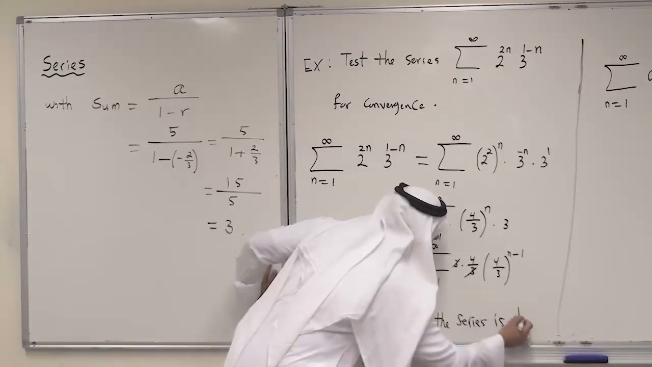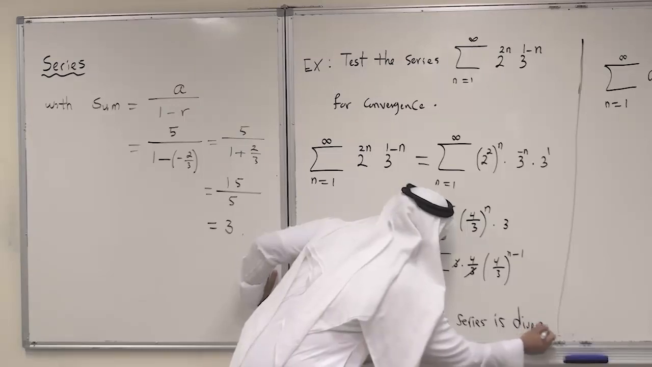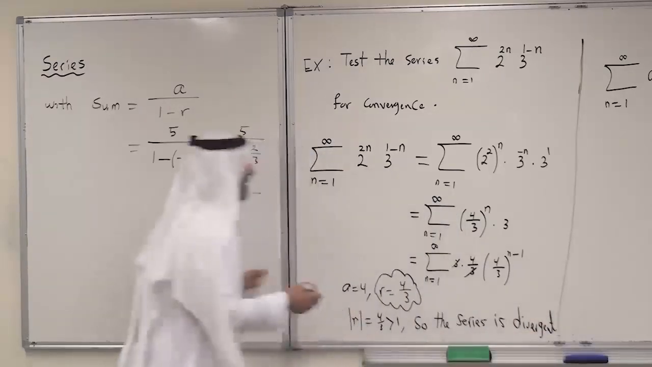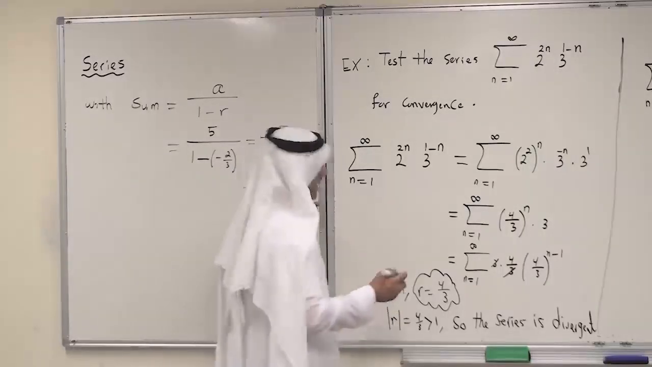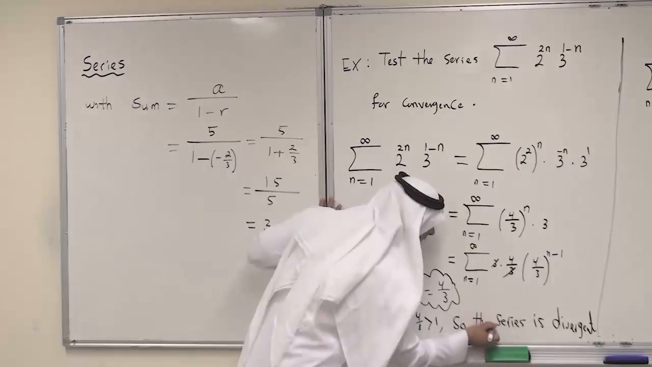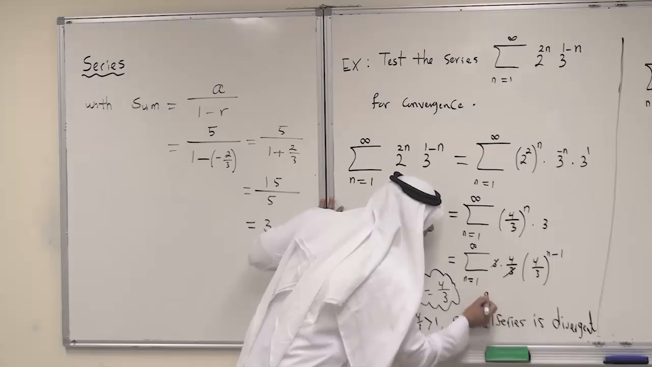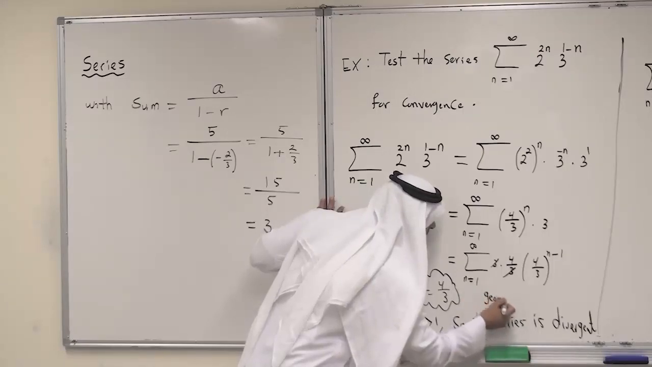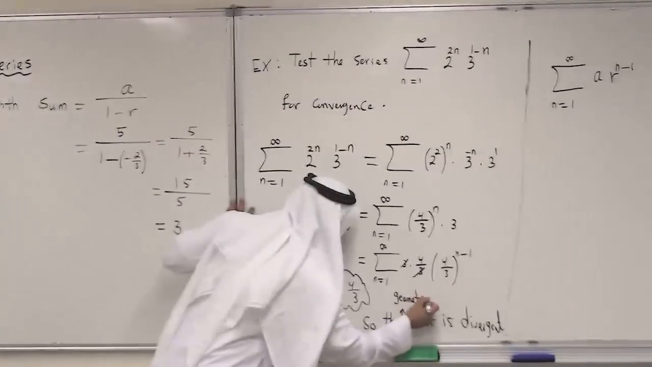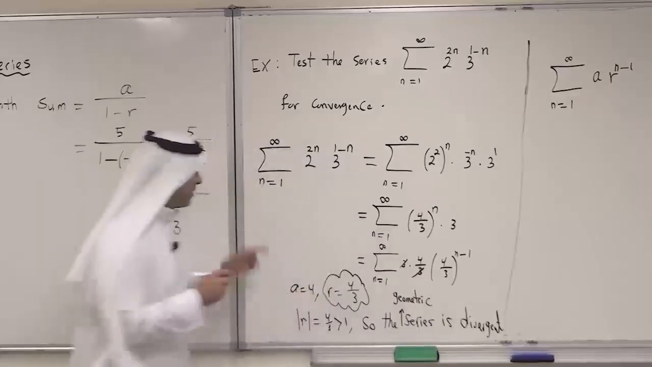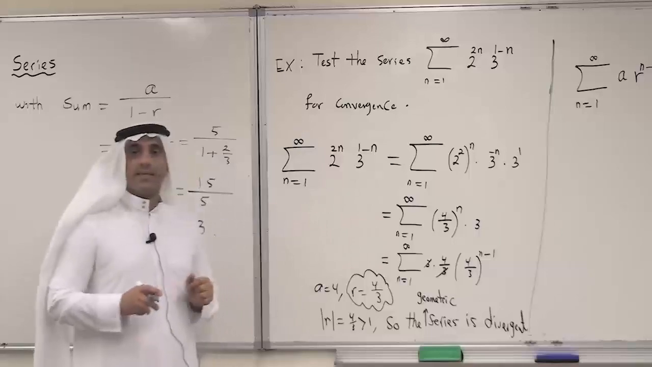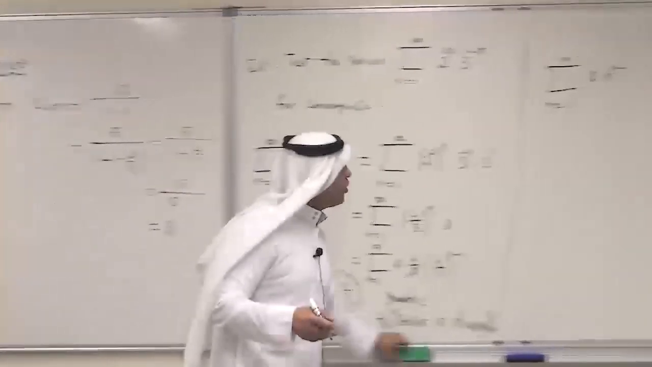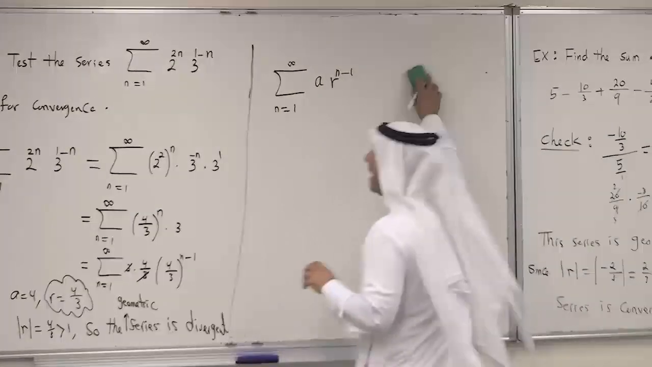This is a geometric series. So it is a divergent geometric series. The geometric series is divergent because we have absolute value of R is greater than 1. So I will say here specifically the geometric series is divergent because this is valid only if we have a geometric series, and it is a geometric series in this case. That is one option to figure out what is A, what is R.